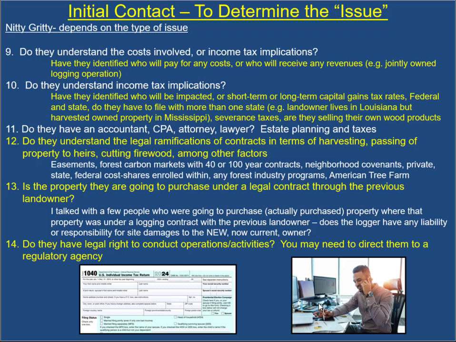Do they understand the cost involved? Do they understand who's going to pay for those costs? Do they understand who's going to receive revenues? Do they understand capital gains, long-term and short-term? Who will be impacted by the income taxes, by the cost, by the revenues?